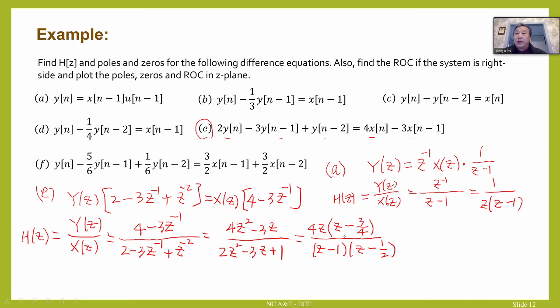So one zero is at g equals 0, another zero is at g equals 3/4. And we have two poles, g equals 1 and g equals 1/2. The region of convergence is magnitude of g greater than 1, the biggest one. So far it's okay, right? Everyone understands, right? Then let's go to the next slide.